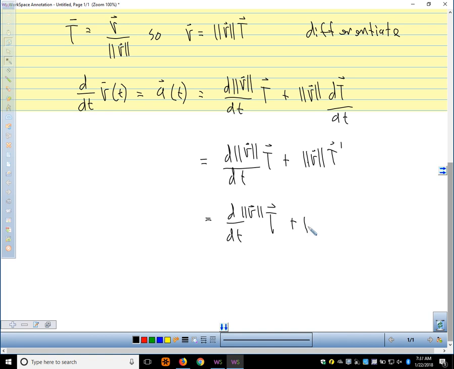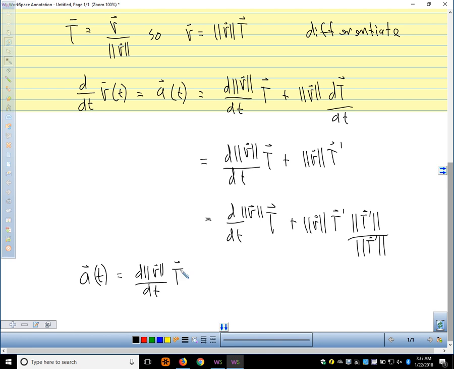So I'm going to write magnitude of v t prime times the magnitude of t prime over the magnitude of t prime. Well, t prime over the magnitude of t prime is our principal unit normal vector. So I can rewrite this now, that our acceleration vector is the derivative of the speed with respect to time times our unit tangent vector.